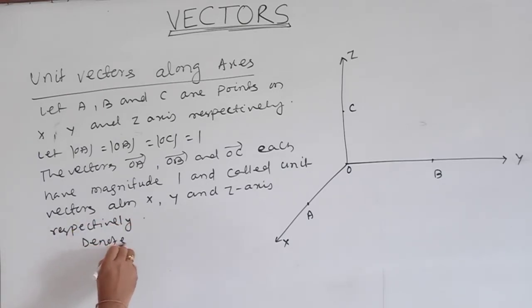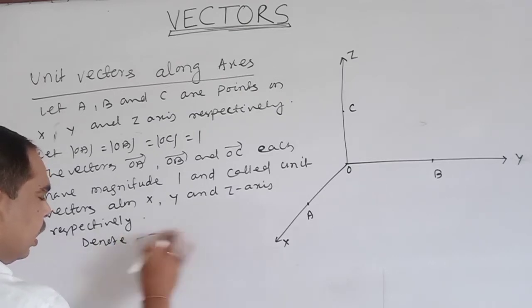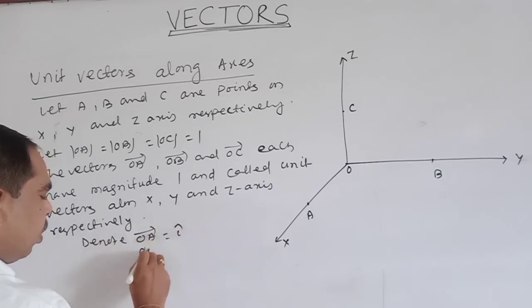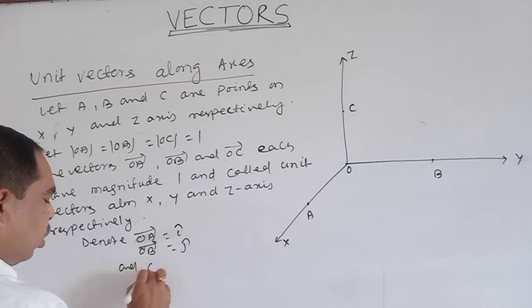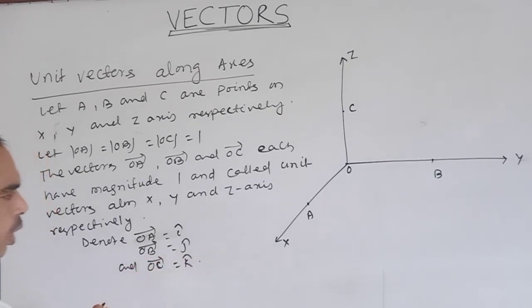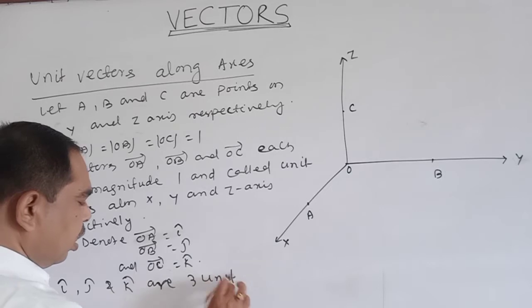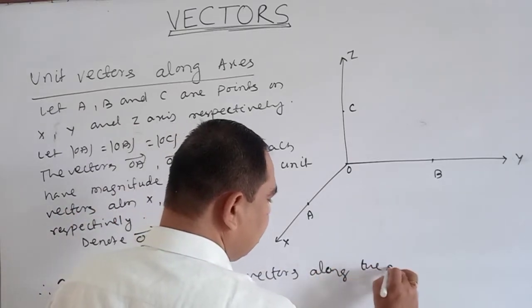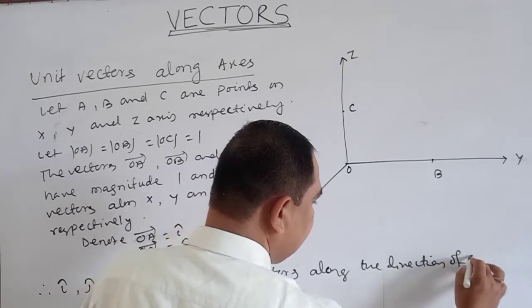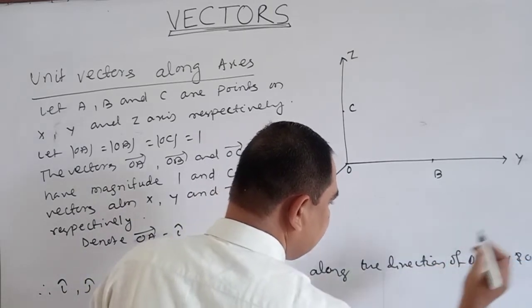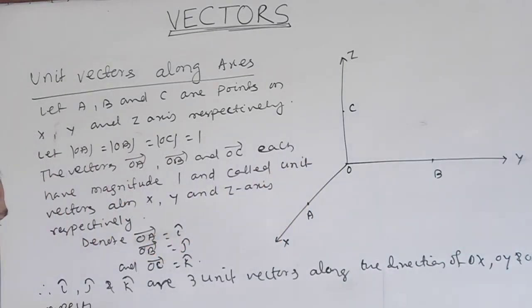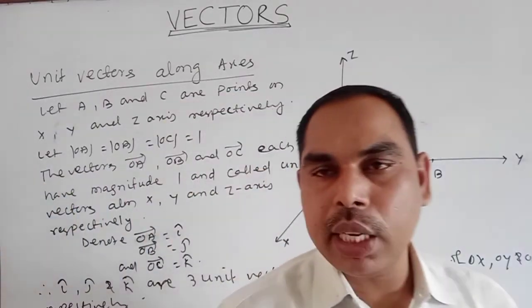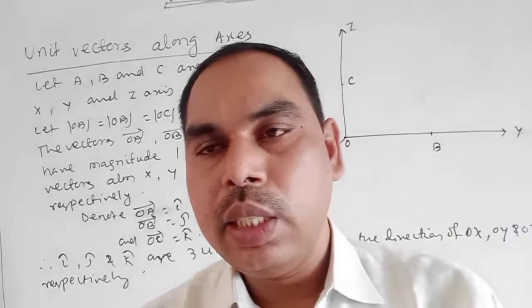Denote OA vector equal to i cap, OB vector equal to j cap, and OC vector equal to k cap. So i cap, j cap, k cap are 3 unit vectors along the directions of OX, OY and OZ respectively.